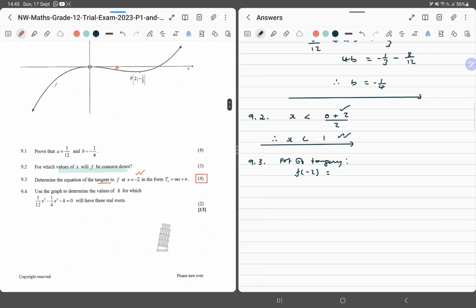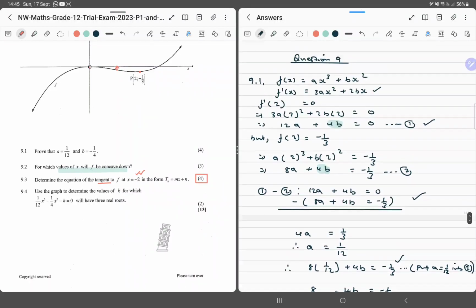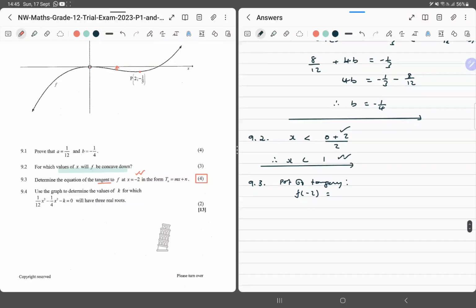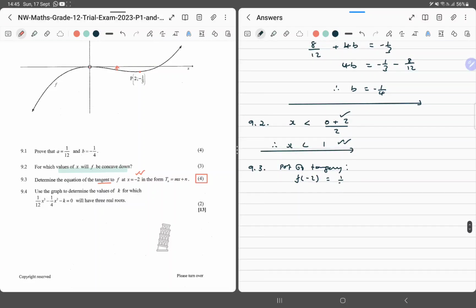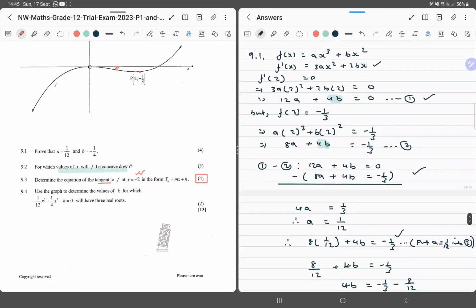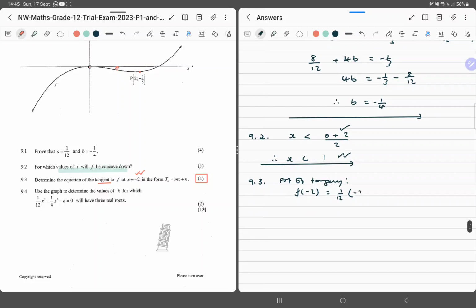We didn't do the things that we were supposed to do, but in any case, we've got f indirectly. So we know that the a value is 1/12. So this is 1/12 into the x coordinate, now is -2, sorry, and then we are cubing it. Plus b, we got actually -1/4. So this is -1/4. And then the x is -2, and then that was squared.